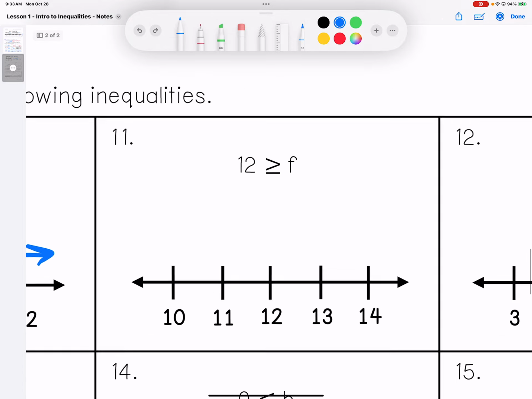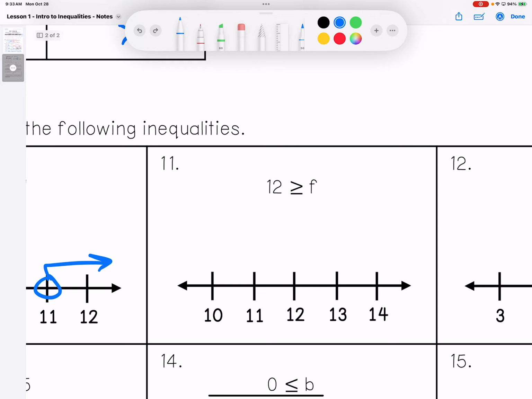Number 11. F is 12 is greater than or equal to F. So if we're going to find 12, we know it's a closed dot because it's also equal to. Now, if I went with the line, it is in yellow. Do not copy the yellow part. I would point that direction because that's what the arrow says.